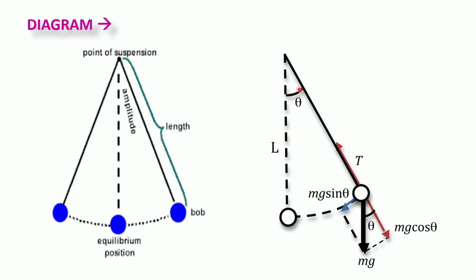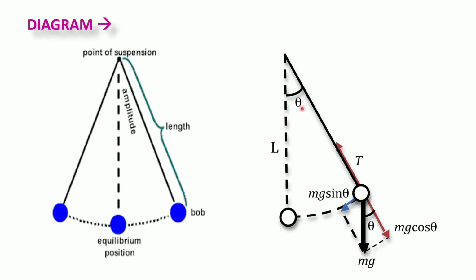Here theta is the angle made by the string with the vertical, and these are the forces acting on the bob. T is the force of tension which is acting along the length of the string. This is mg, weight of the bob acting vertically downward.